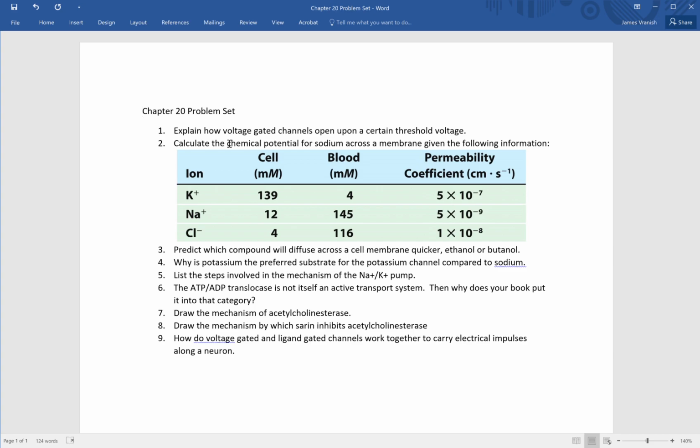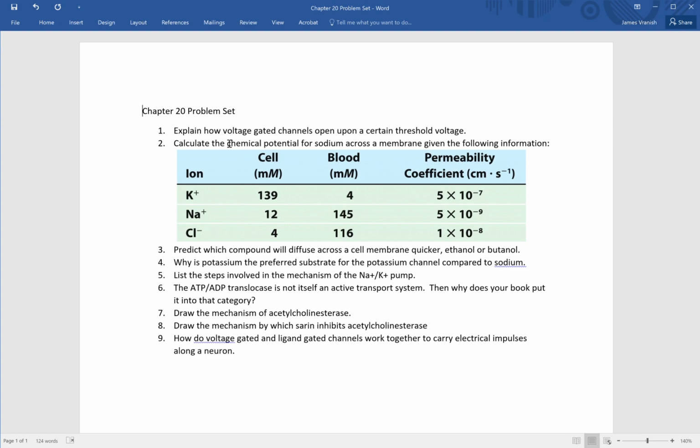All right, so for your chapter 20 problem set, question number 1 is explain how voltage gated channels open across the membrane at a certain threshold voltage. Well, the way this works is basically these voltage gated channels have positively charged residues within the membrane. In the case of the potassium channel we talked about, it was a charged helix. In this case, a positively charged helix that sits within the cell membrane.